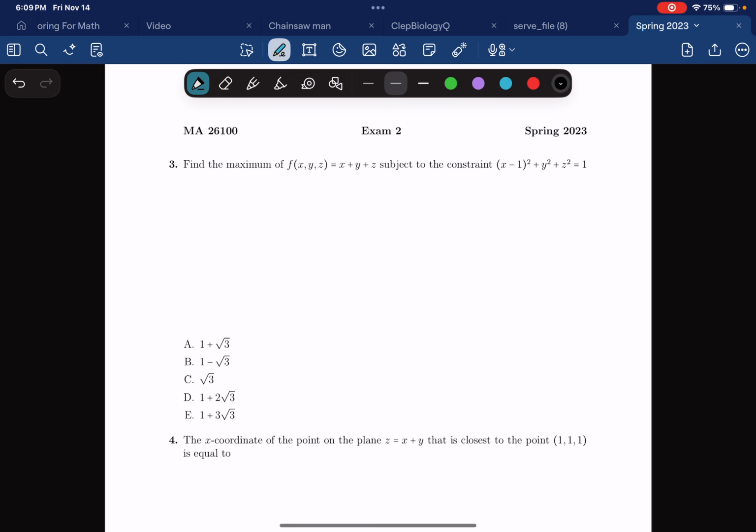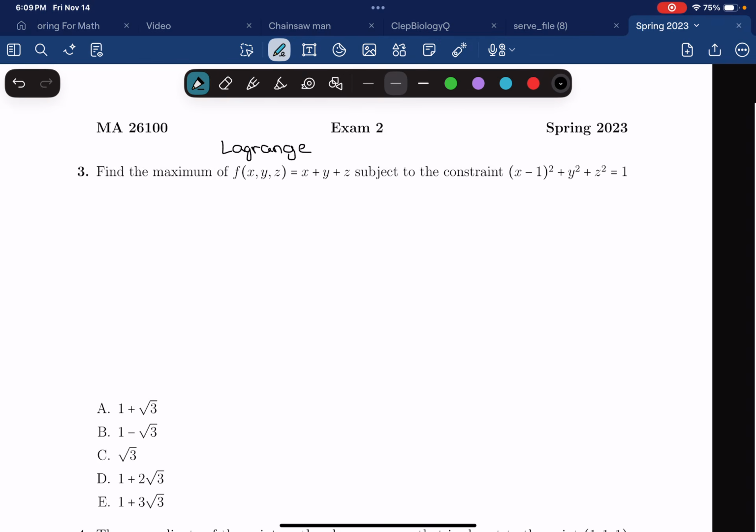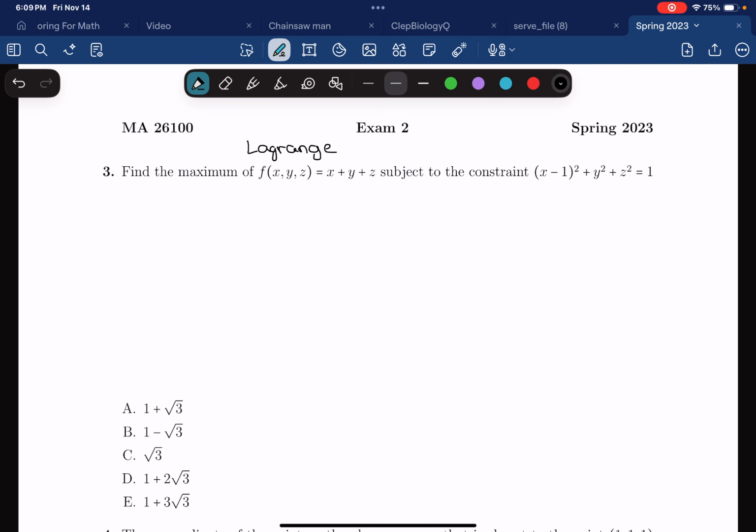Question 3. Now this is a Lagrange multipliers question. This is what we are all familiar with, and we've already done many of these, so I hope you've become accustomed to the protocol we normally do. Remember, take the gradient of f, which is (1, 1, 1). Take the gradient of g. Remember, this is our f, this is our g, which in this case is (2(x minus 1), 2y, 2z). And then set the gradient of f equal to lambda times the gradient of g.